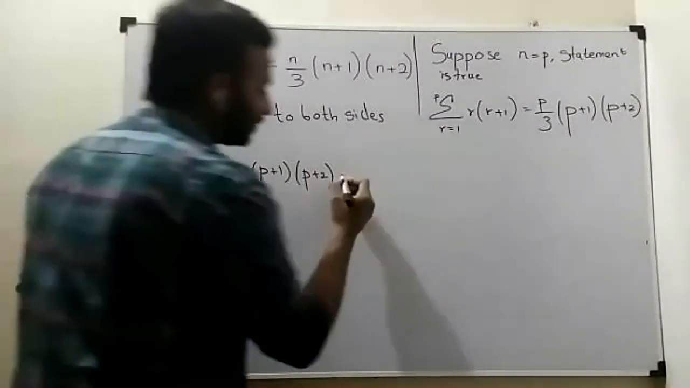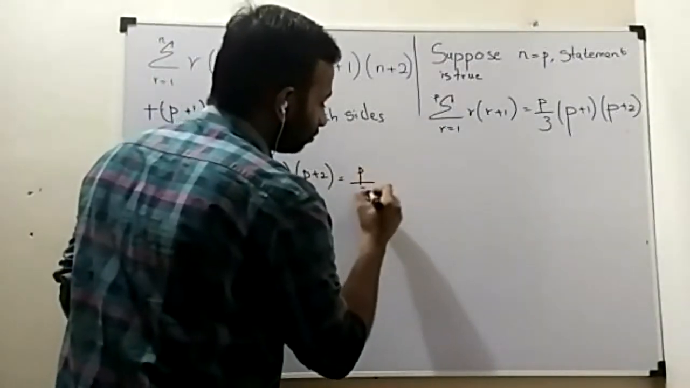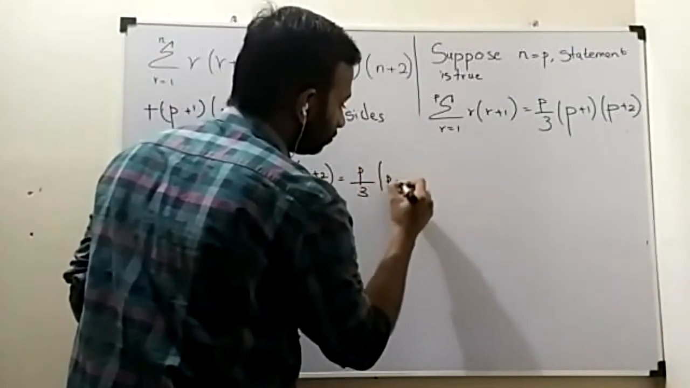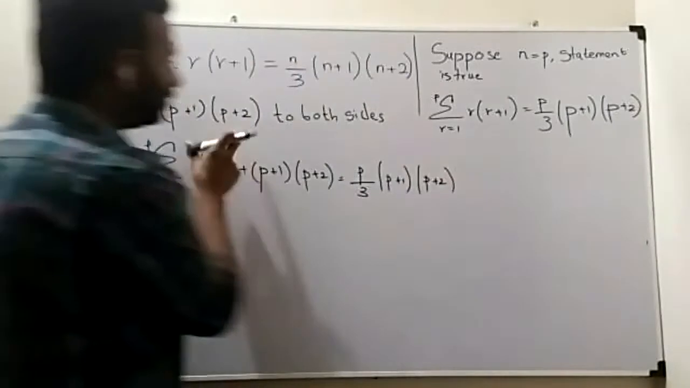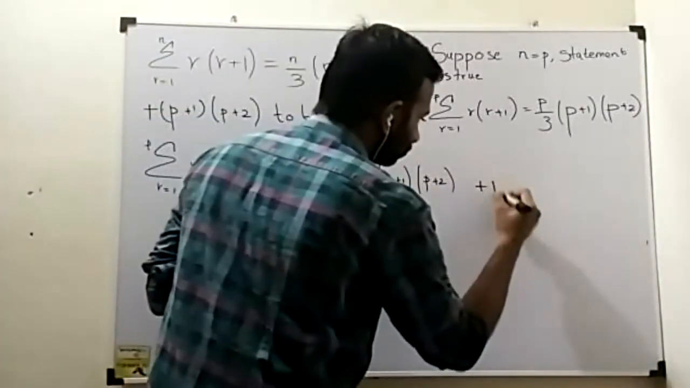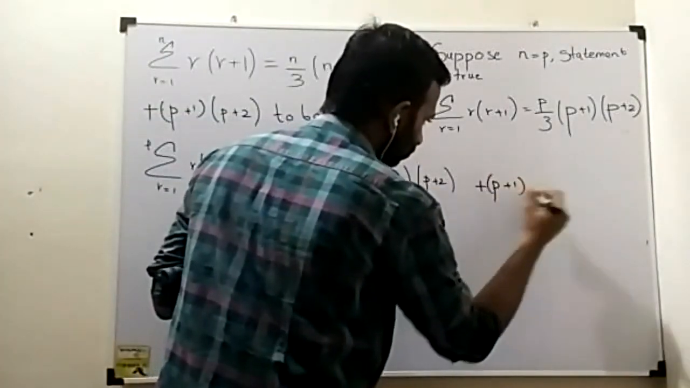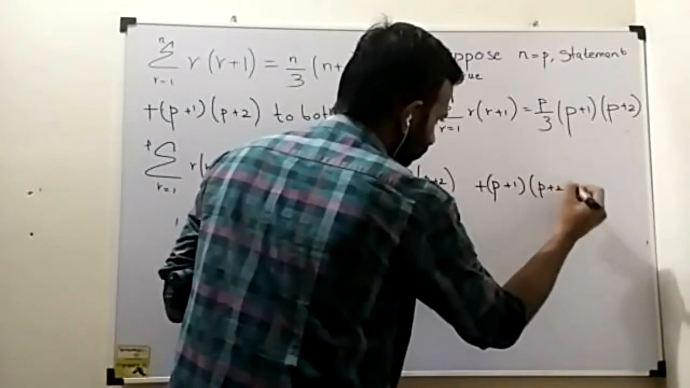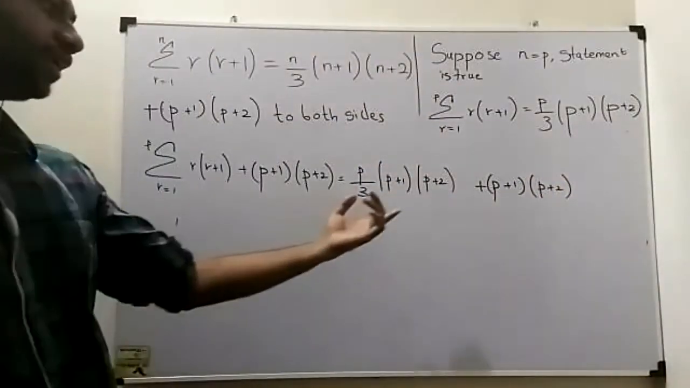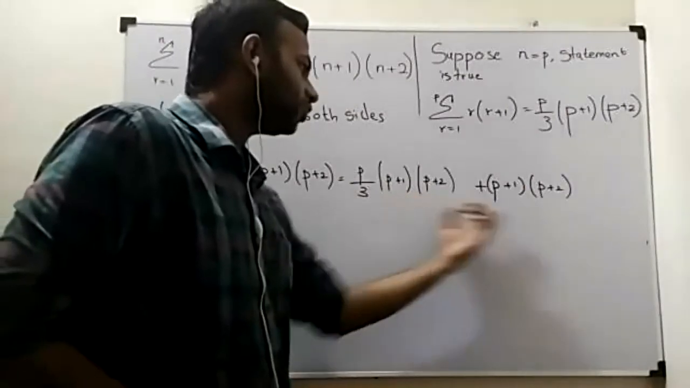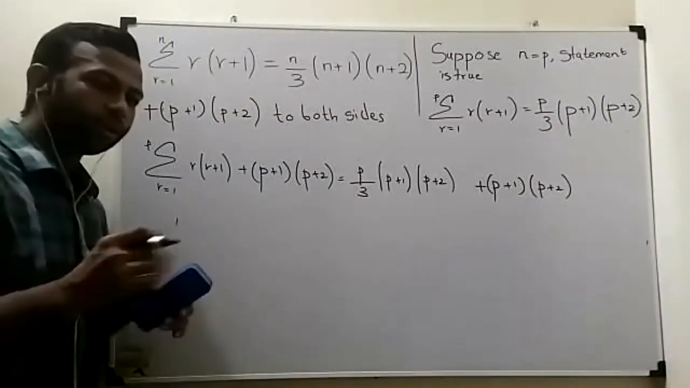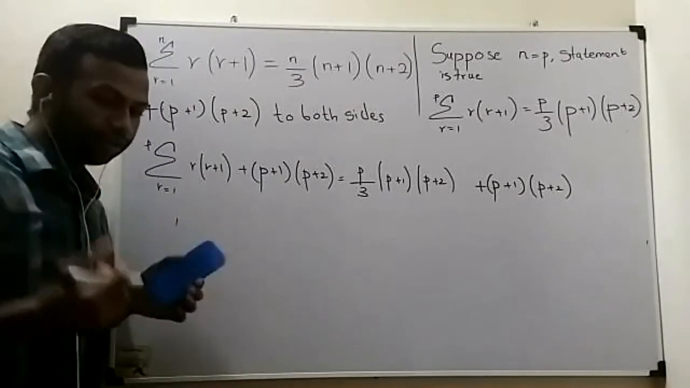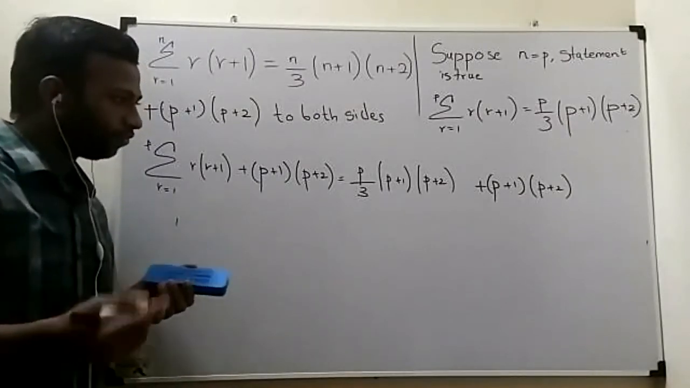On the other side also we have the same thing: P over 3, P plus 1, P plus 2. We had this term, P plus 1. Now already you can see there's something common here, right? P plus 1, P plus 2, P plus 1, P plus 2. So now we can think, okay, we are on the right track to get the answer.